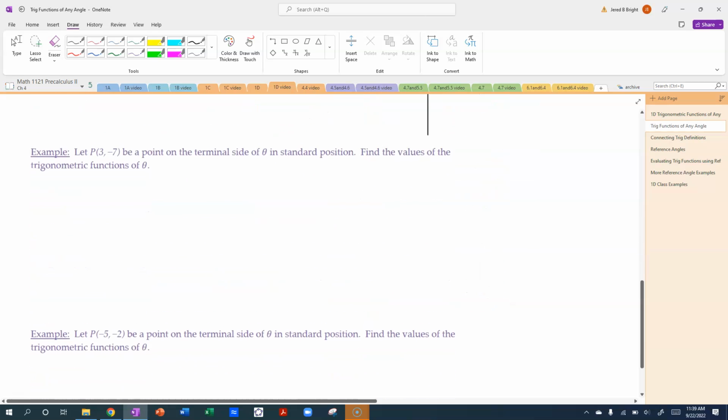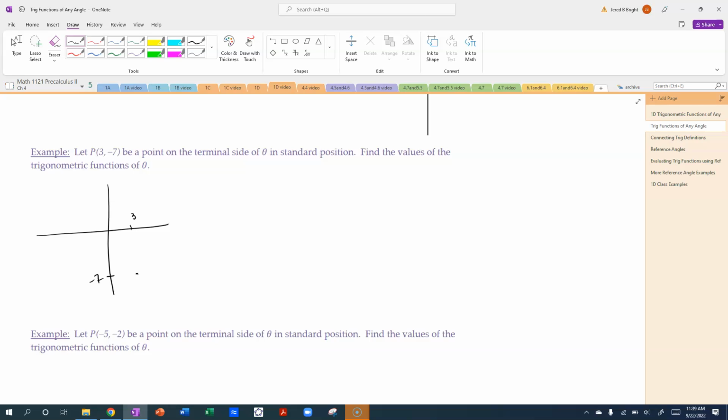So here we go, we have an example. We have a point P located at positive 3, down at negative 7. So we have our point there, and it's on the terminal side of theta in standard position. Here's our point, (3, -7). Find the values of the six trigonometric functions of theta. For this, remember that this is x, this is y.